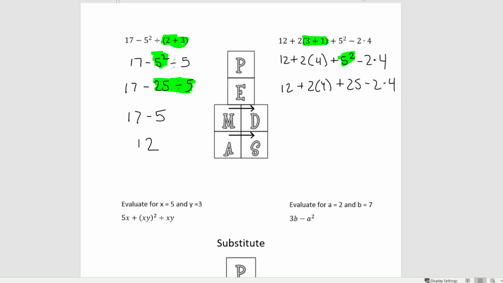Next, we have multiplication and division. There's several multiplications to perform here. We have to perform each. So first, you'll notice this right here: 2 next to a parentheses means multiplication. Whenever you have any number sitting next to a parentheses, it tells you to multiply the two numbers together. We also have a multiplication here. This dot symbol is multiplication. So we have to do both of those. 2 times 4 gives me 8. 2 times 4 gives me 8.